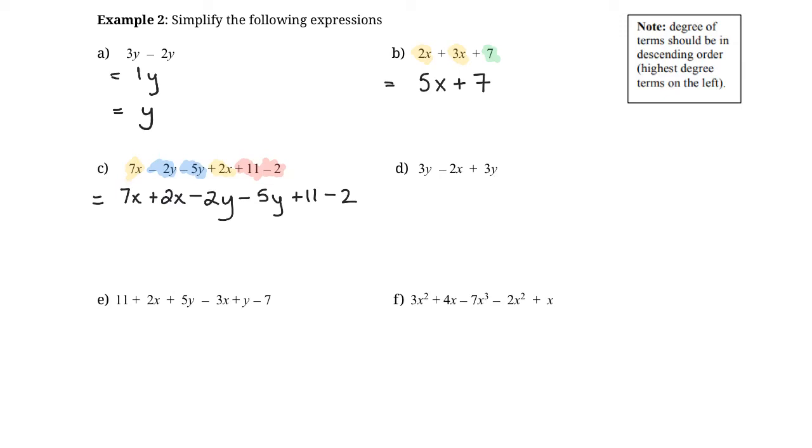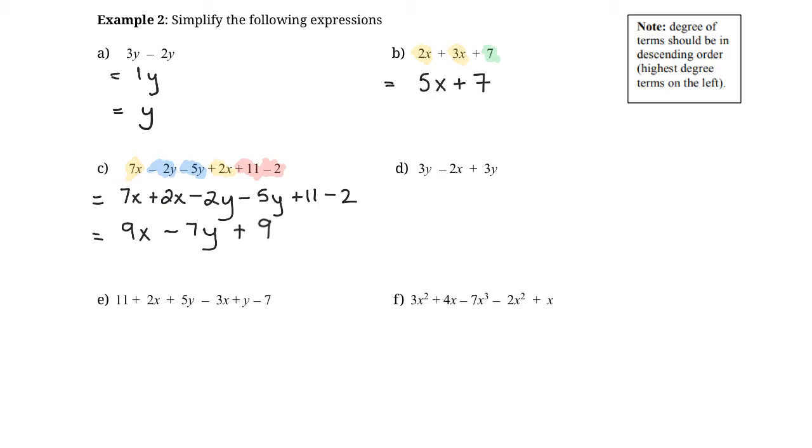Okay, now we're ready to actually do the math. So let's start with the x's. We have 7x plus 2x. 7x plus 2x is 9x. Okay, then move on to the y's. You've got a negative 2y take away 5y. That would give you a negative 7y. And then you've got 11 take away 2, or a positive 11 take away 2. That would give you a positive 9. So your final answer would be 9x minus 7y plus 9.